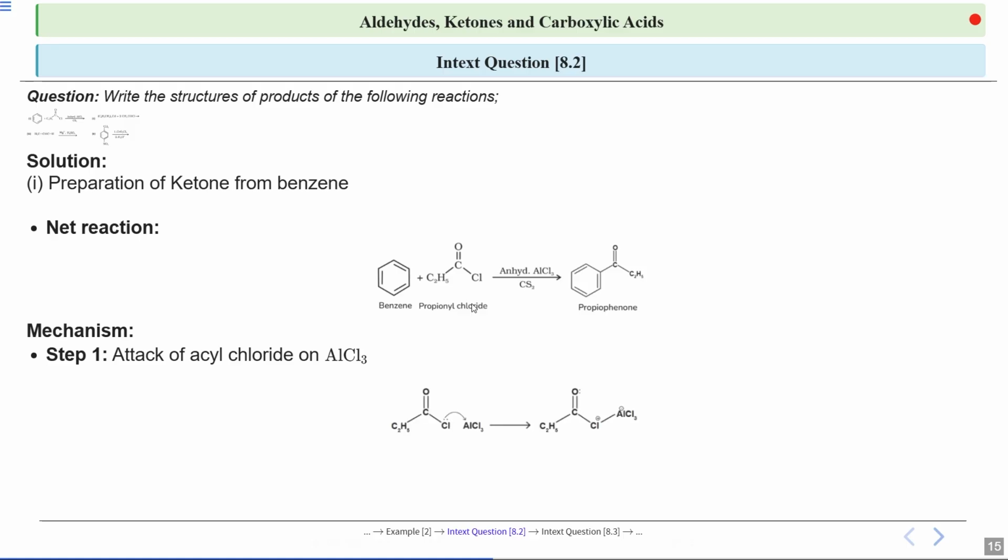If you look at this particular image, you will see the interaction between the acyl chloride and AlCl3. So this acyl chloride attacks this AlCl3. Propionyl chloride over here reacts with AlCl3 to form a complex salt. So you will see that this complex is formed over here.